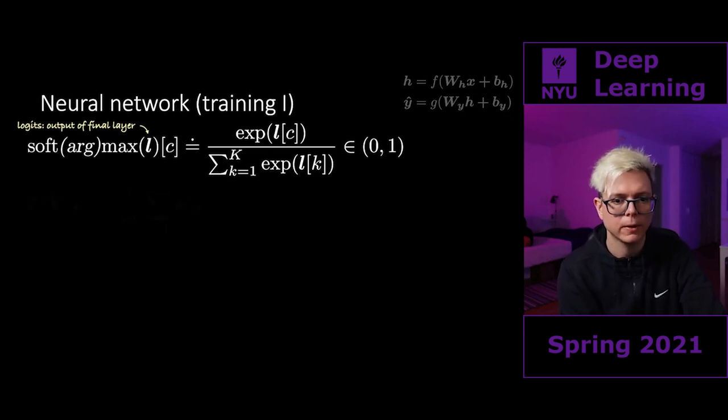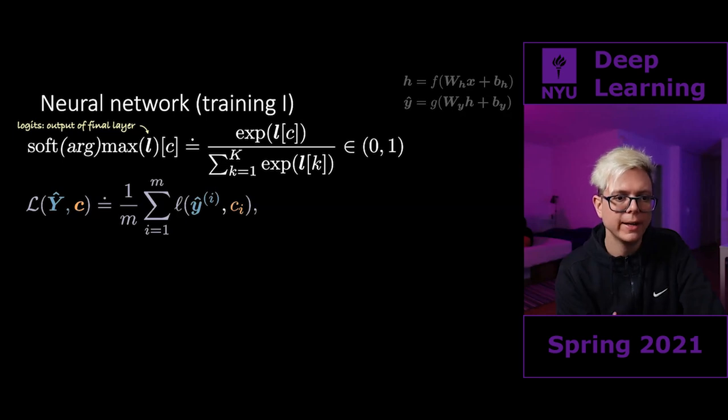That's the definition. So I'm going to define here my loss, my curly L, over the entire data set, given my y hat, which is the output of the network given the whole input x, and then the correct class, C. C is the correct class. This is simply my average, 1 over m summation from 1 to m of this lowercase curly l. These are called my per sample loss function.